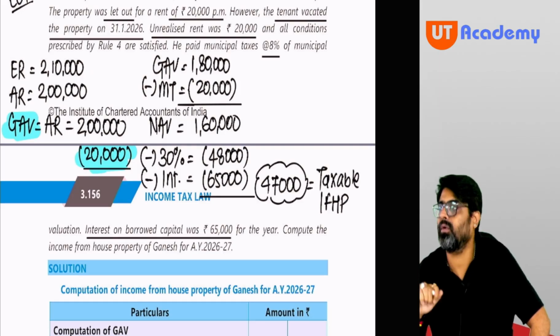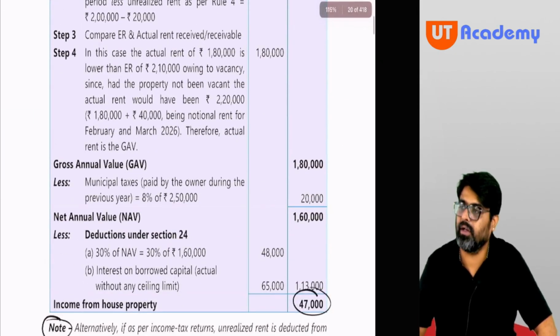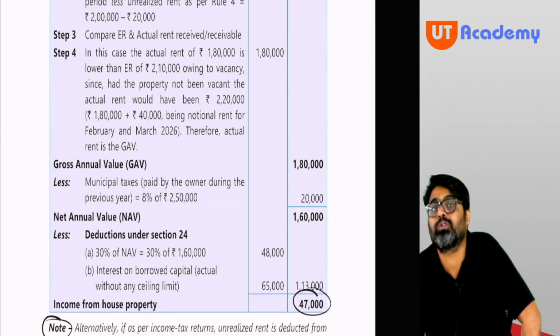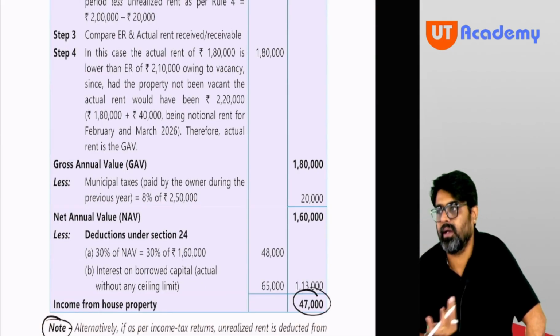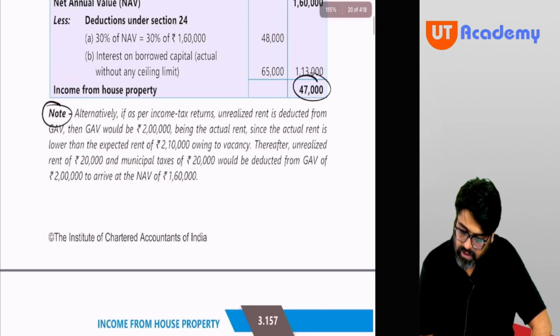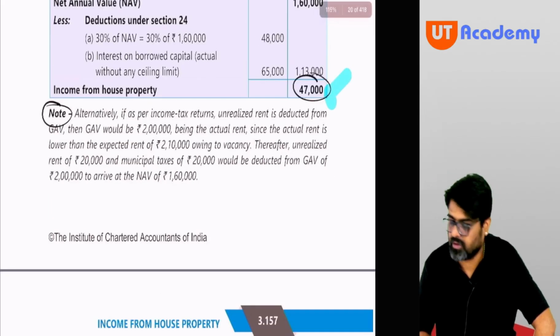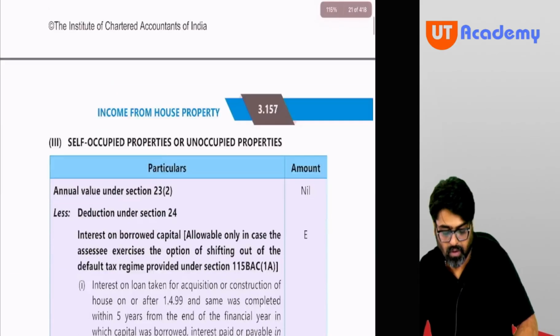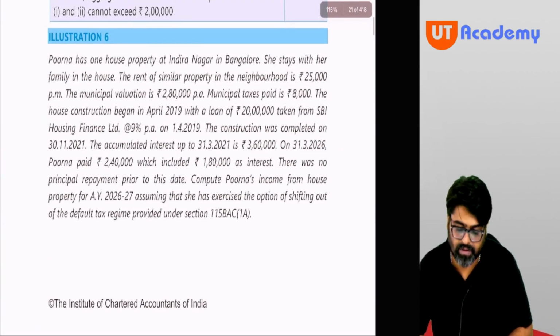So what your institute has reduced out of actual rent, and given a note that alternatively it can be reduced from GAV also. We are reducing from GAV, and in that case also we are getting the same answer, 47,000. Did you get this, everyone? Now let's come to the next question. This is a very good question.